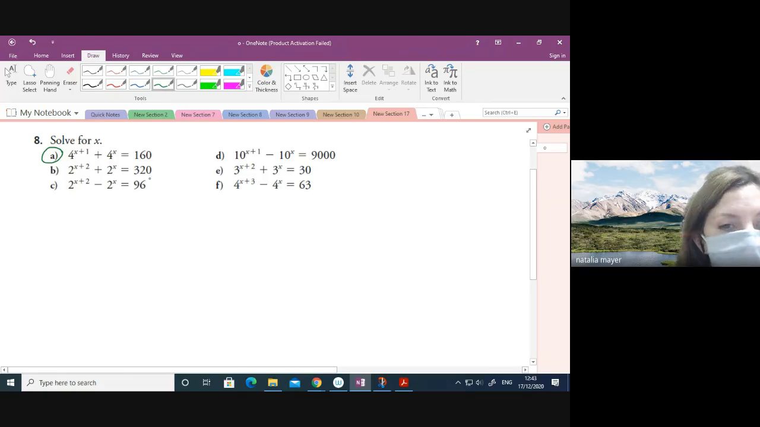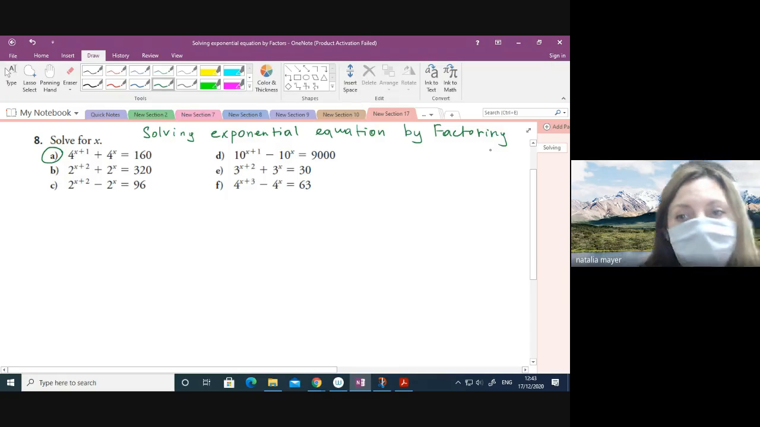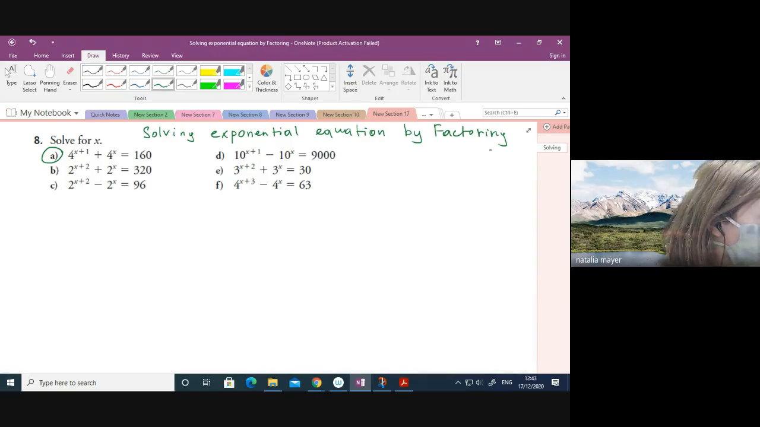And I would give a name to this type of exponential equations. It's solving exponential equations by factoring. And we will use the same strategy when factoring this kind of equation, which is the common factor, okay? Greatest common factor.